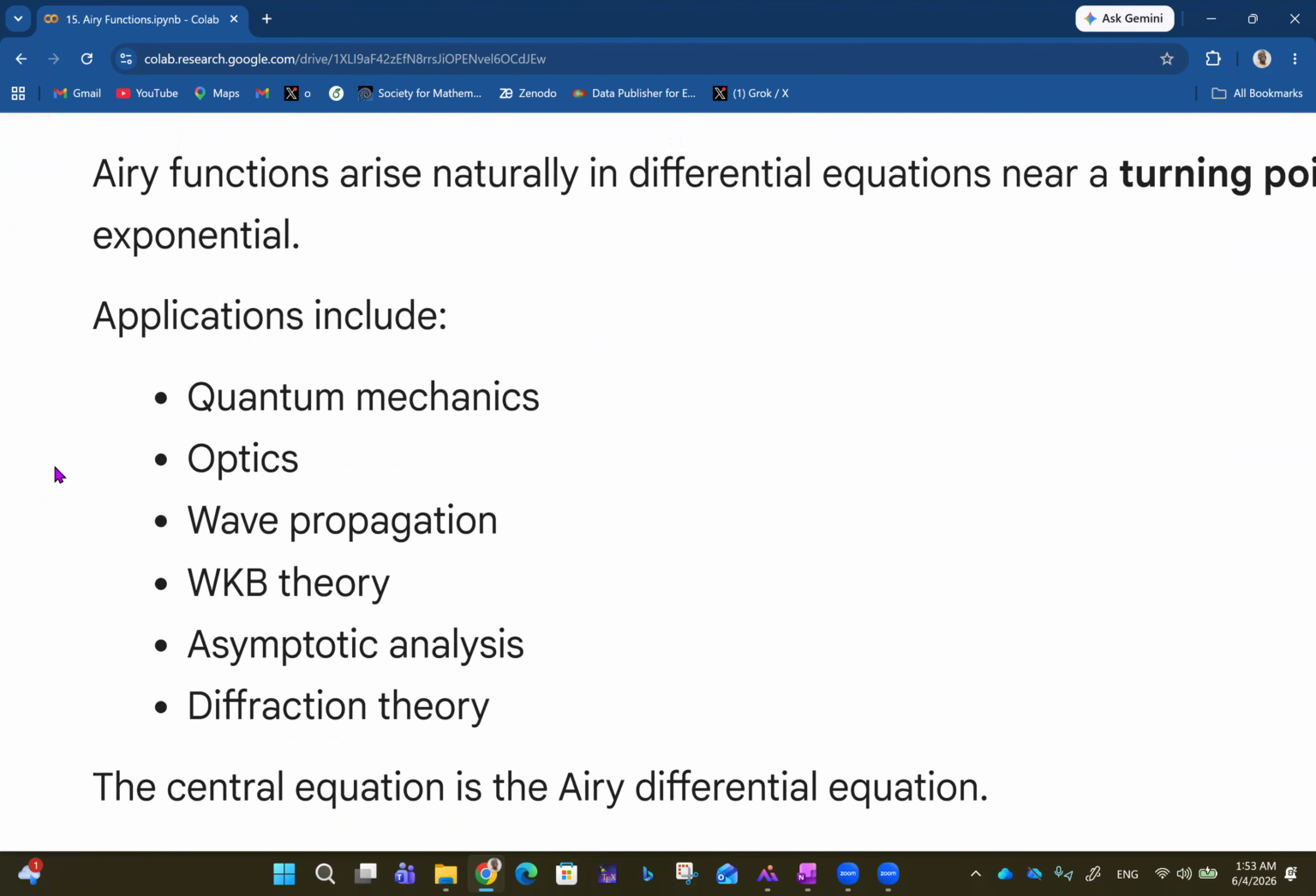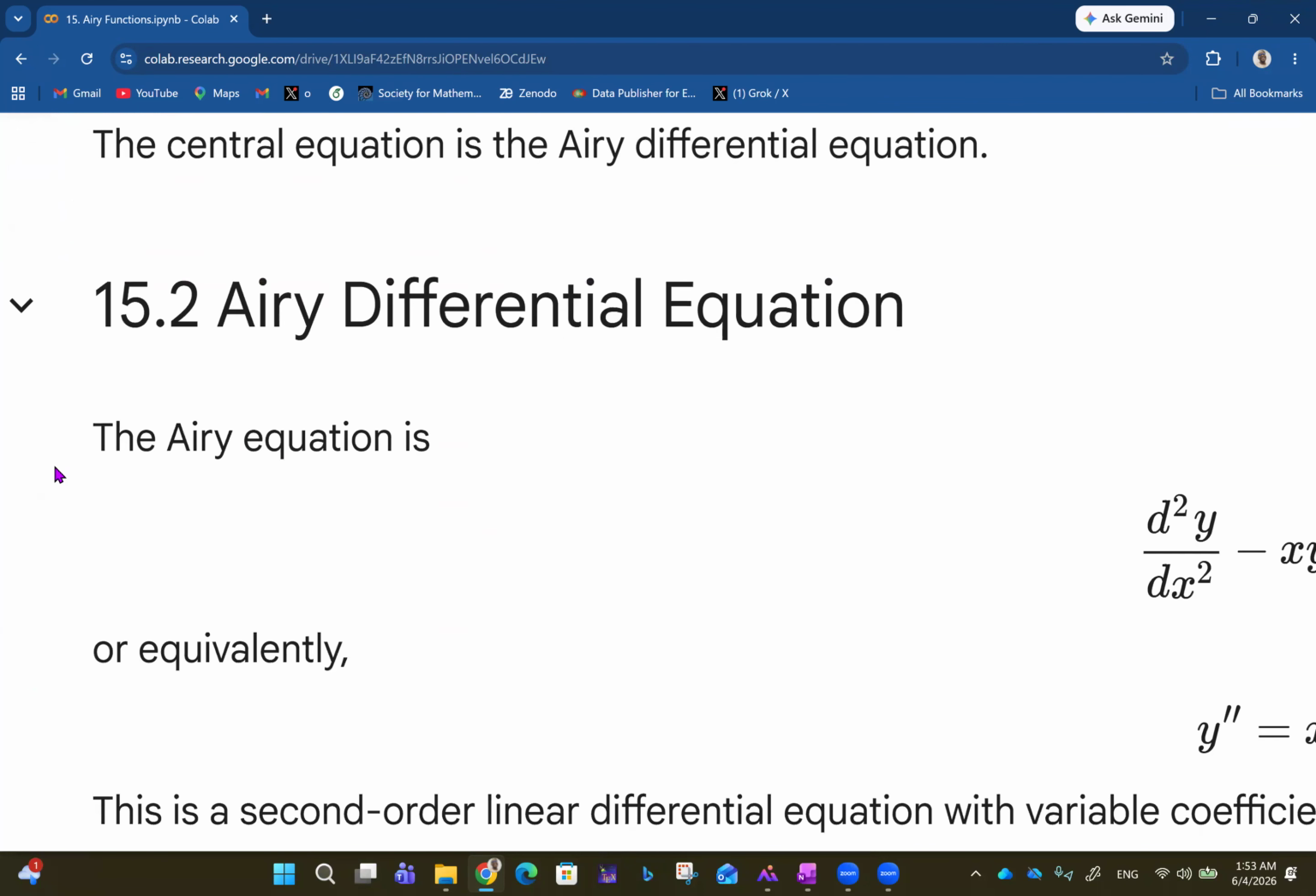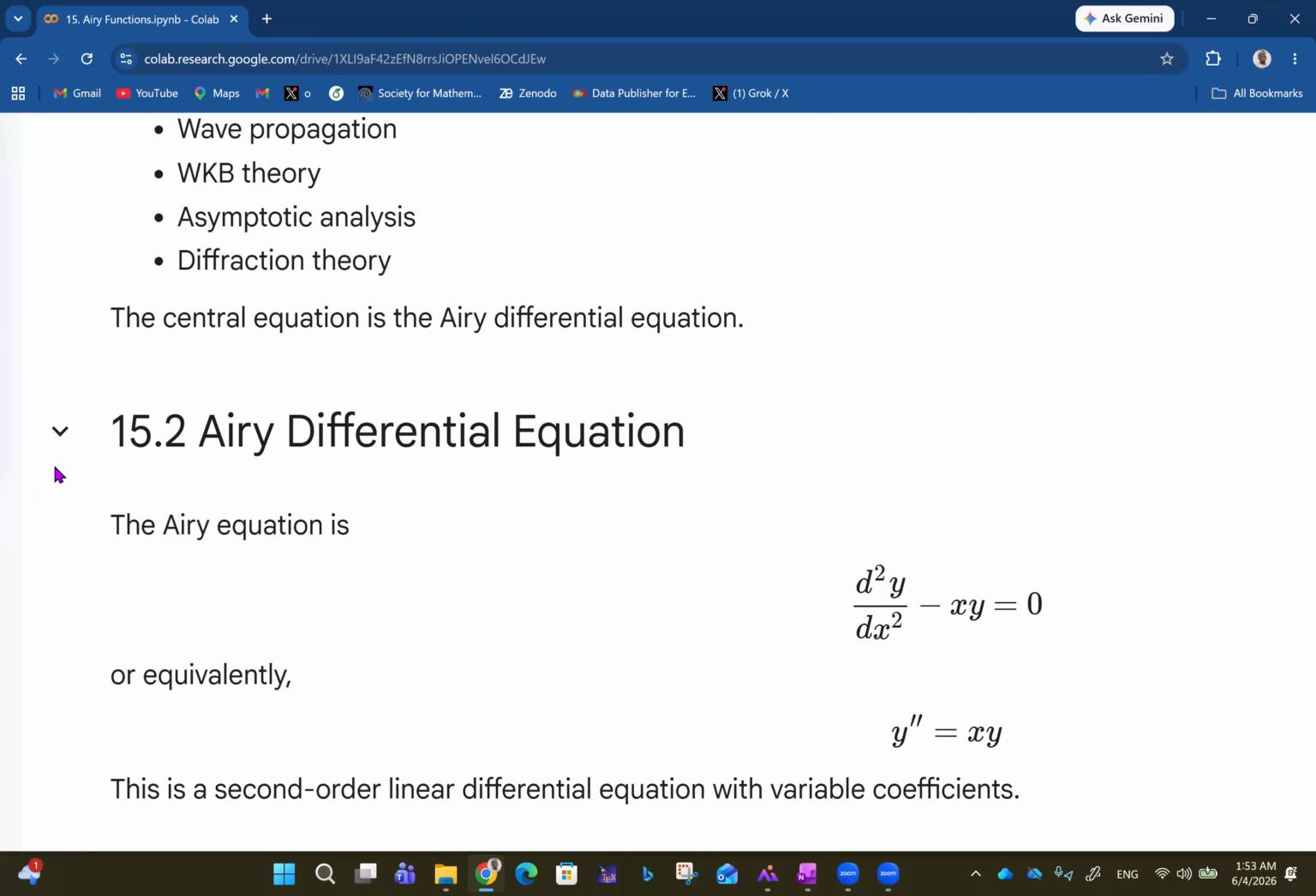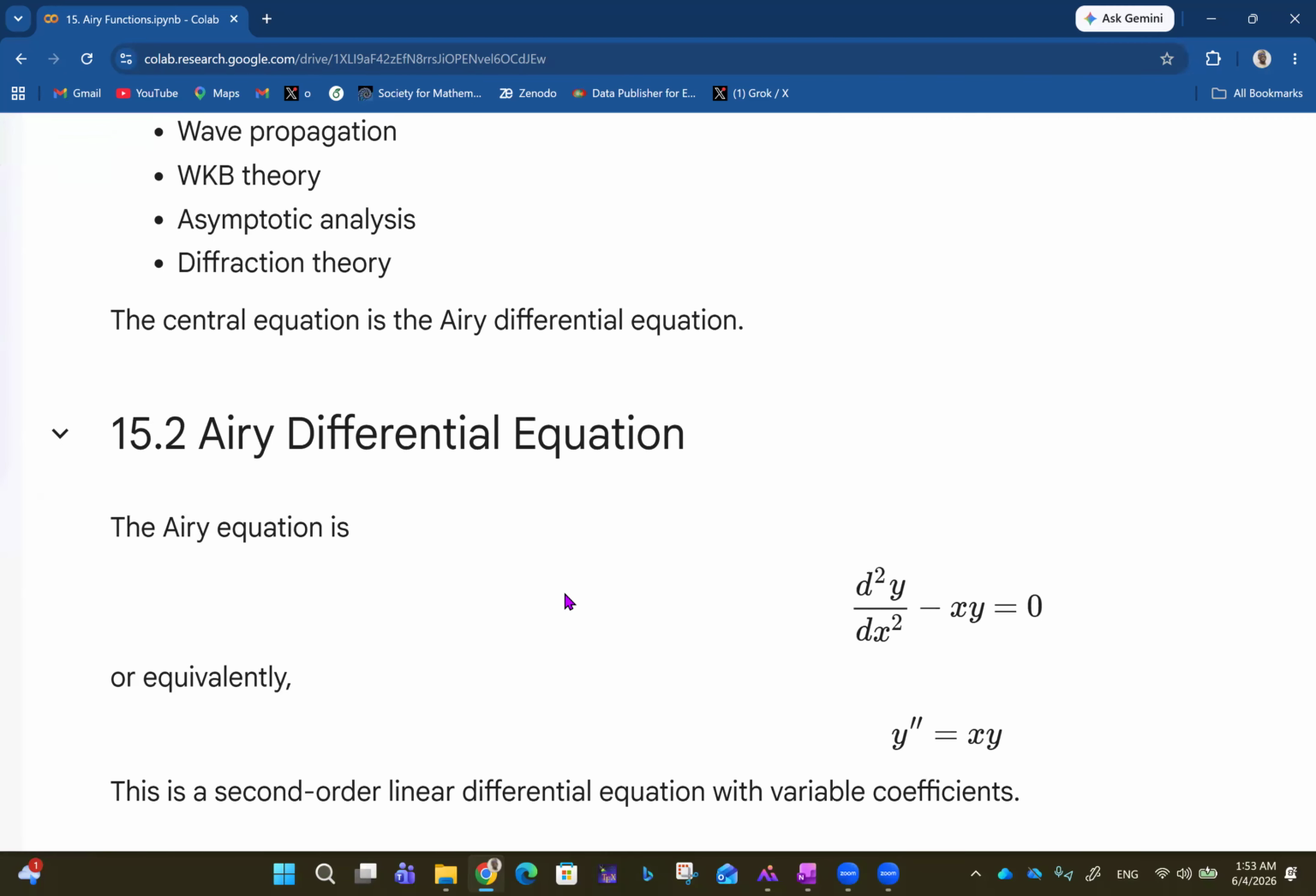The central equation is the Airy differential equation. So it's good we see that now. The Airy differential equation is simply d squared y over dx squared minus xy equals 0, or another way of writing it would be y prime prime equals xy.